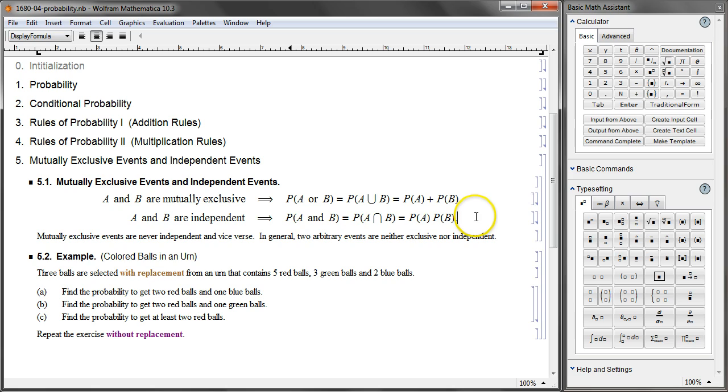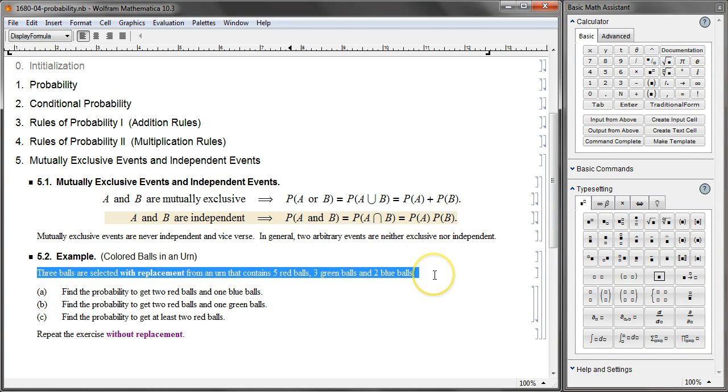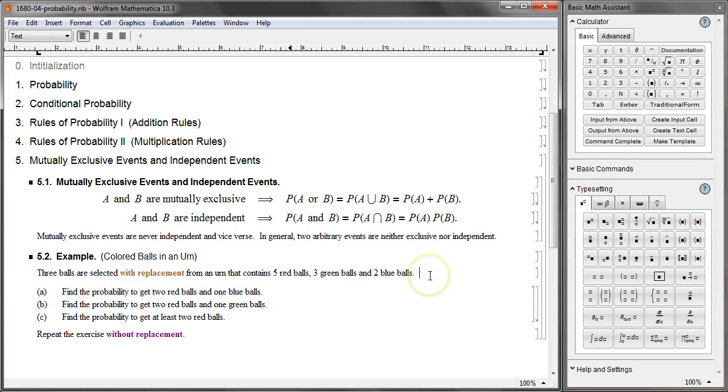What do you mean by A and B are independent? That means the probability of A and B, in other words, the probability of the intersection, is the product of the two probabilities. A good example of independent events comes from an urn model with replacement.